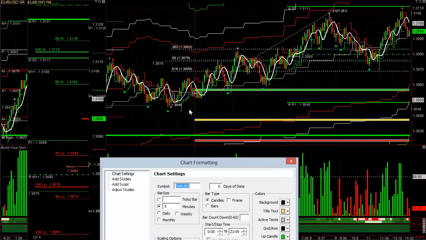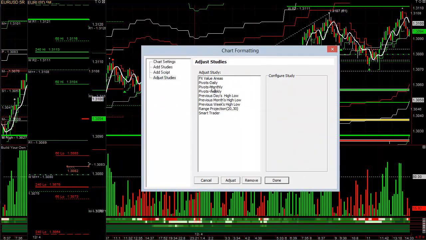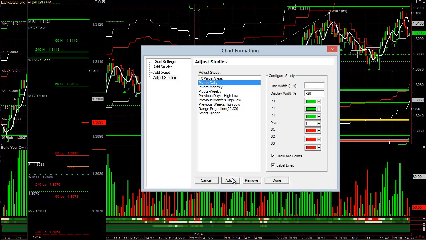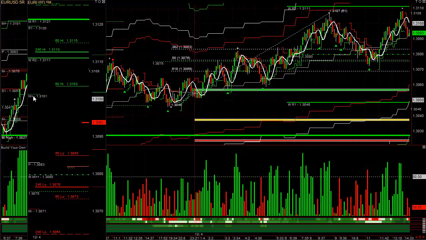One thing you can also do is show certain levels, let's say pivot levels daily. If I say minus 20 right here for width, it's going to put those over there on the left. So here you can see the current updated levels. This is the pivot for basically today. We just shifted into a new day.